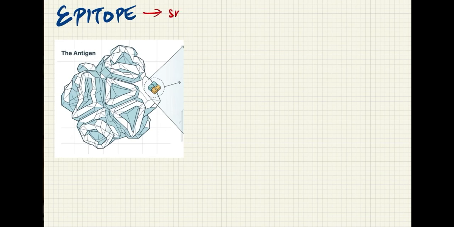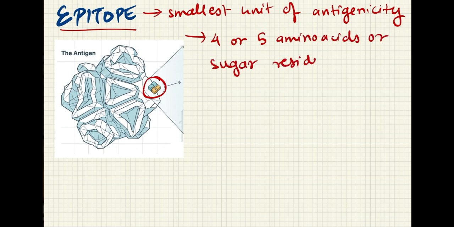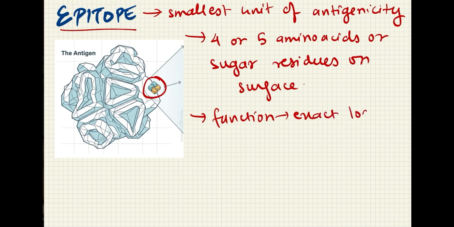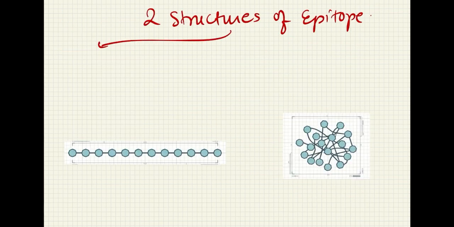The absolute smallest unit of antigenicity is the epitope, or antigenic determinant. Notice the sheer difference in scale here. While an antigen is a massive structure, an epitope is an incredibly precise surface area consisting of just 4 to 5 amino acids or sugar residues. Its singular function is to serve as the exact anatomical location that physically locks into an antibody or a T-cell receptor. This highly localized architecture is what determines which cellular defenders can recognize it.